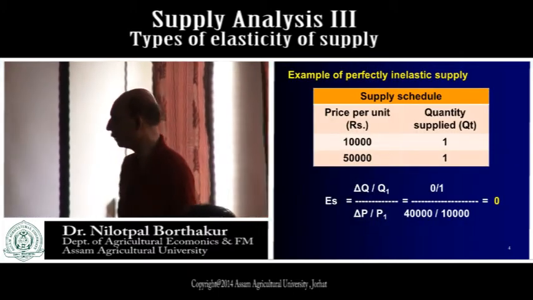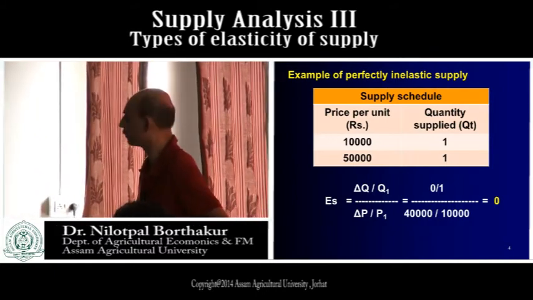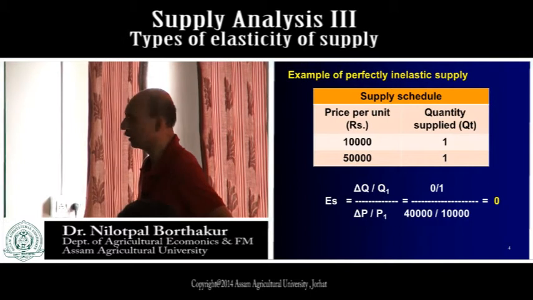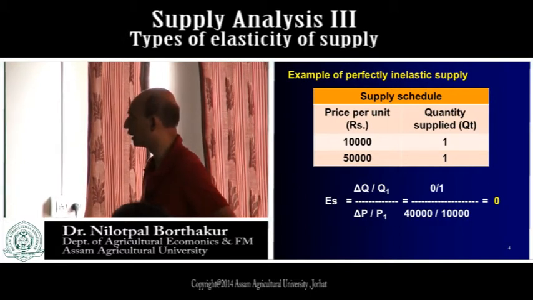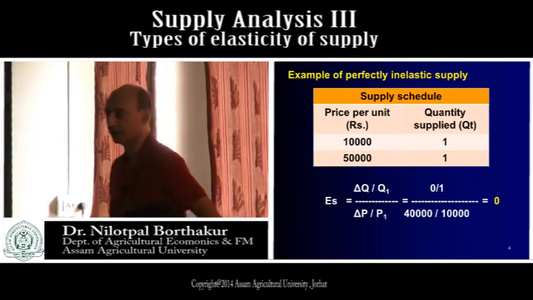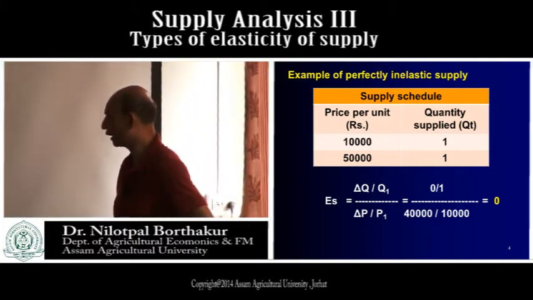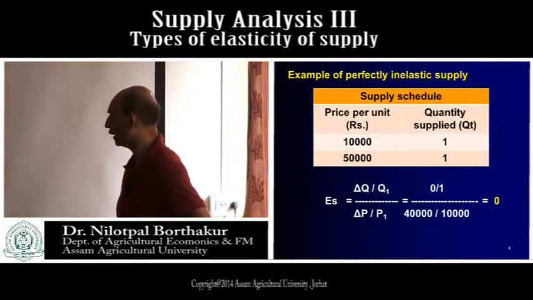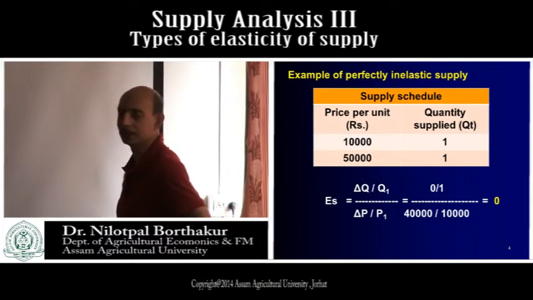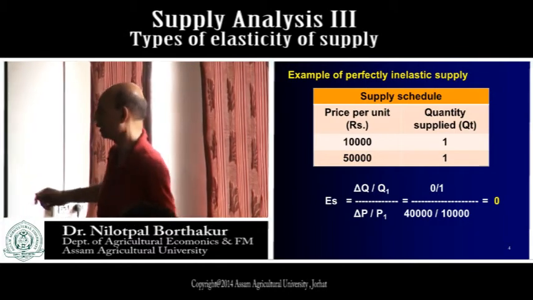Second, here is a numerical example just for your understanding. The original price is 10,000. If it goes up to 50,000, the same quantity is supplied, and the price elasticity ultimately becomes 0. If there is no change in the quantity supplied, 1 minus 1 is 0. So the numerator will become 0 and the whole ratio will become 0, and it shows perfectly inelastic supply.